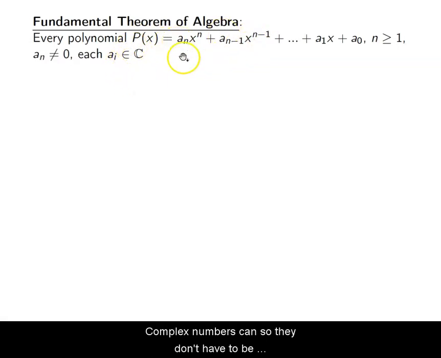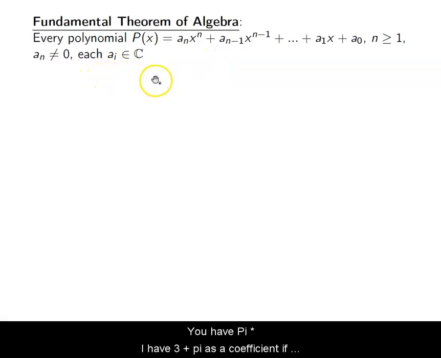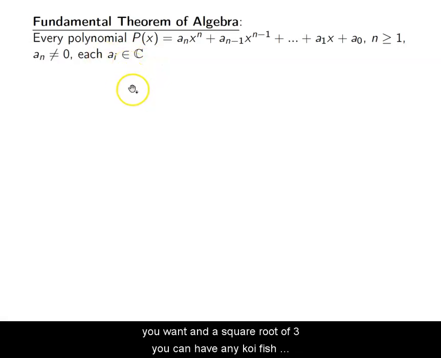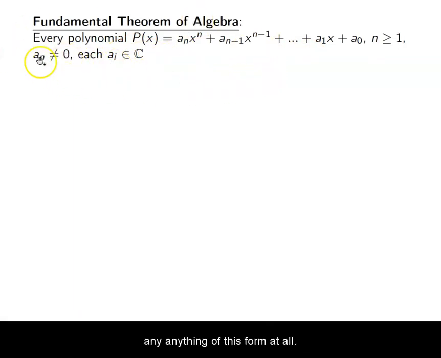Okay, so they don't have to be complex numbers. Remember, complex numbers make up the real numbers and the complex numbers. So this works for the reals, but it also works for the complex values as well. So you can basically have any kind of coefficient. You can have pi, you can have pi times i, you can have 3 plus pi i as a coefficient if you want. You can have square root of 3. You can have any coefficient, any polynomial, right? Any polynomial, any linear function, anything of this form at all, okay?